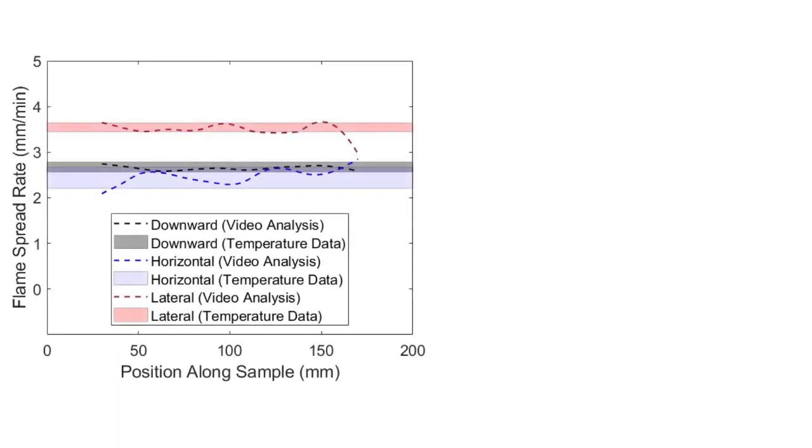Now, as we move to the results from this study, let's start by comparing the flame spread rates seen across all the conditions tested. Let's first compare the flame spread rates determined from surface thermocouples, seen as the shaded region here, and the video data shown as the solid lines.